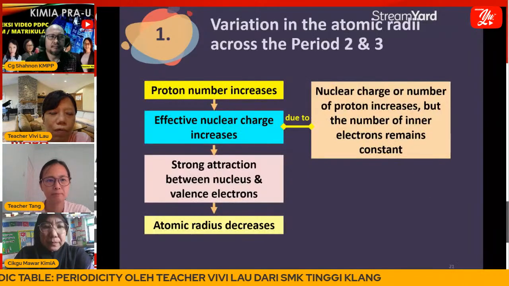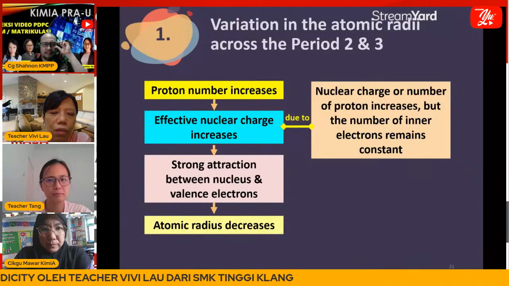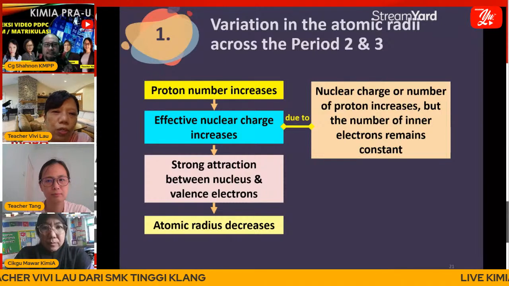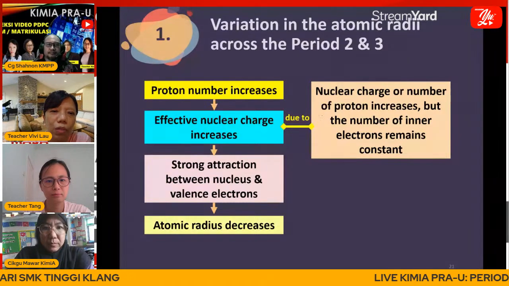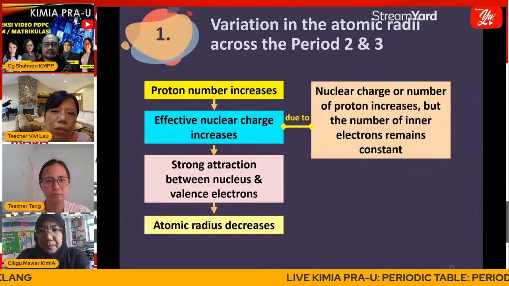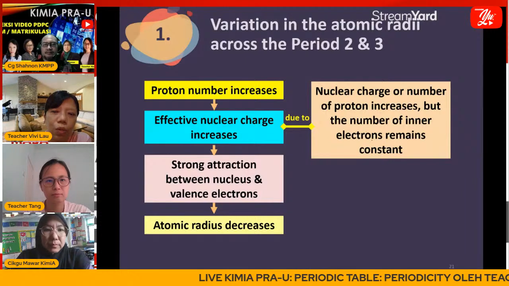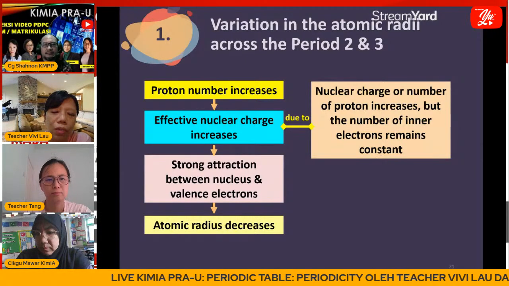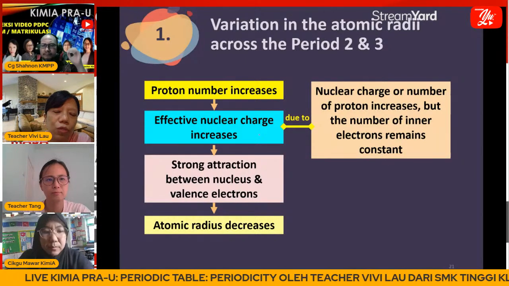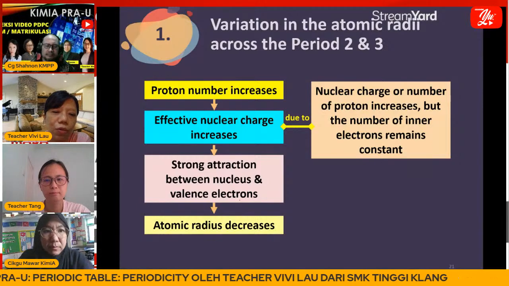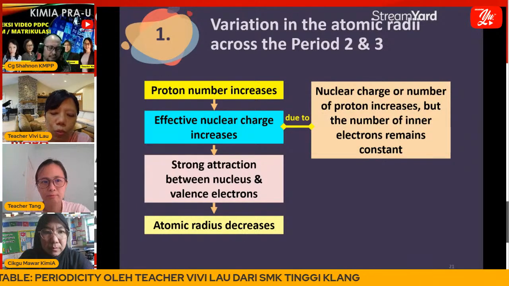And the graph here shows the important points. Across a period, the nuclear charge increases and the number of inner shell electrons remains constant, so effective nuclear charge increases. So stronger attraction, smaller atomic size.